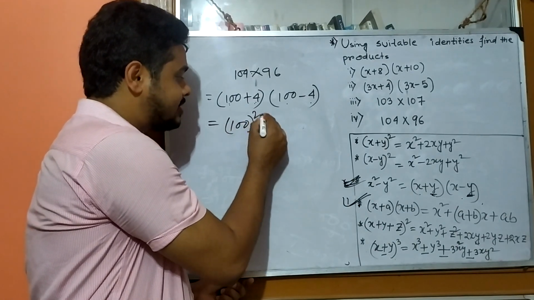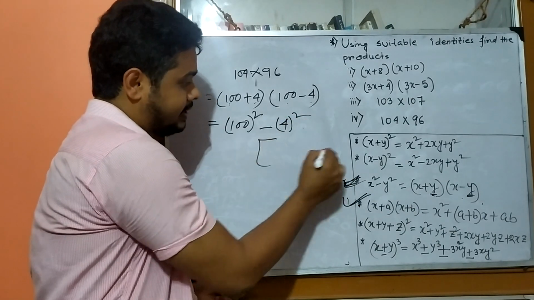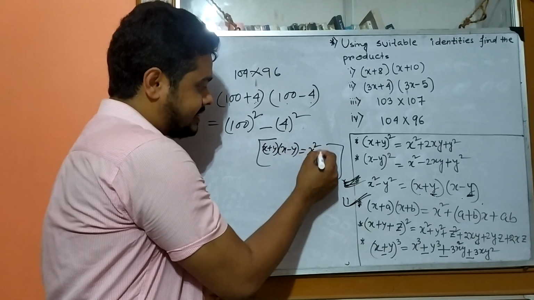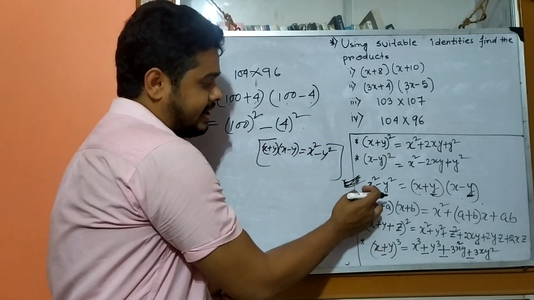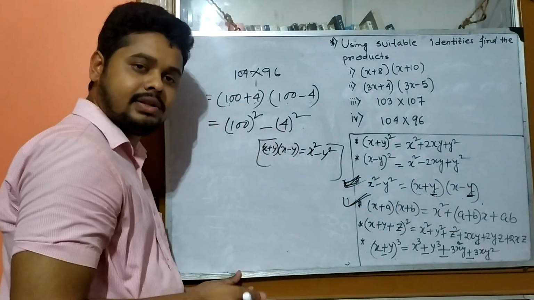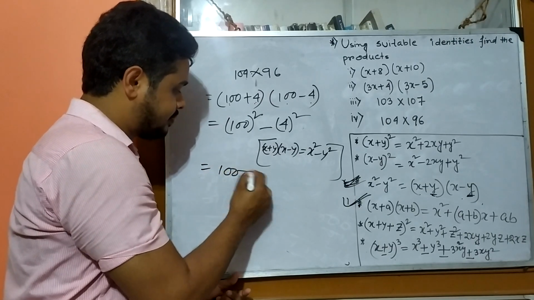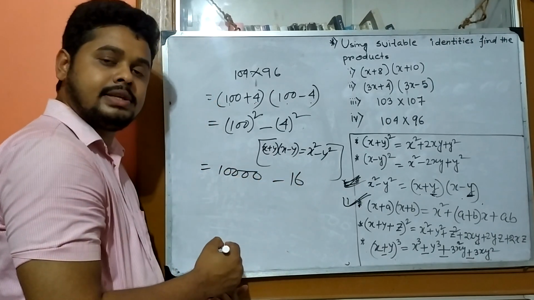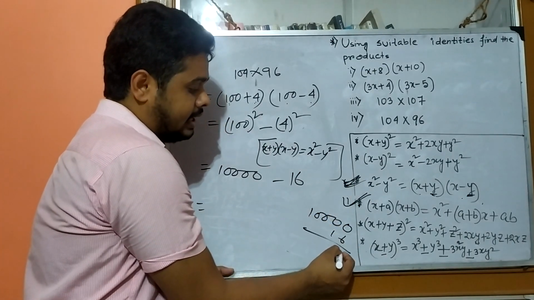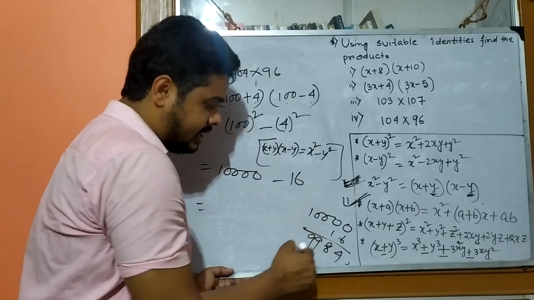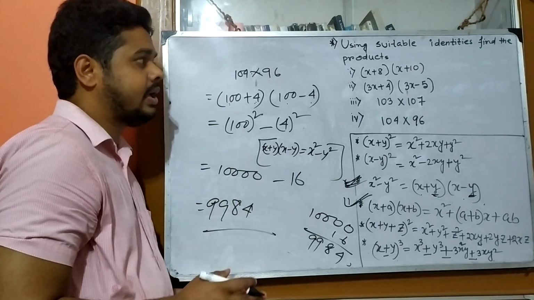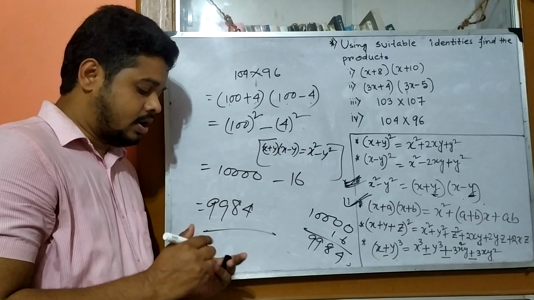Now that means 100 square minus 4 square, as x plus y into x minus y equals x square minus y square. So conversely we can write x square minus y square equals x plus y, x minus y. So minus 4 square means minus 16. So what will be our result? Just subtract that. That will be 9984. That is our answer. Clear? Okay. Wait, I am giving a few more problems.